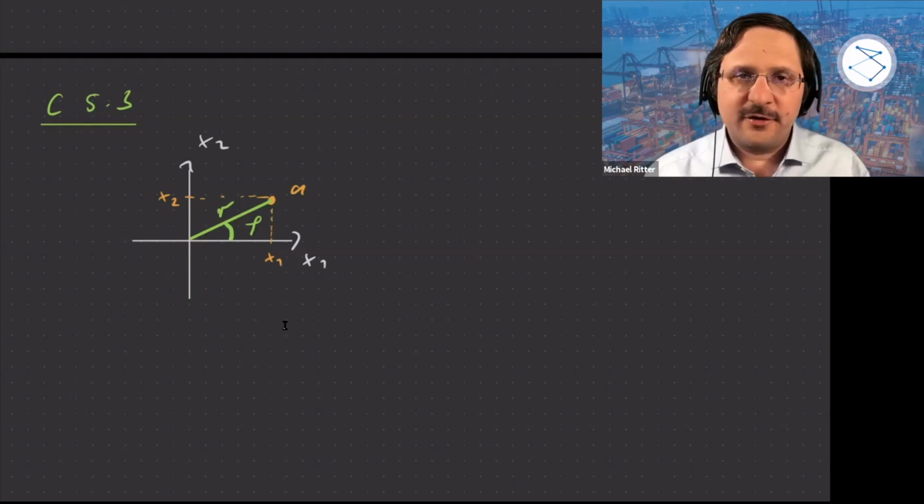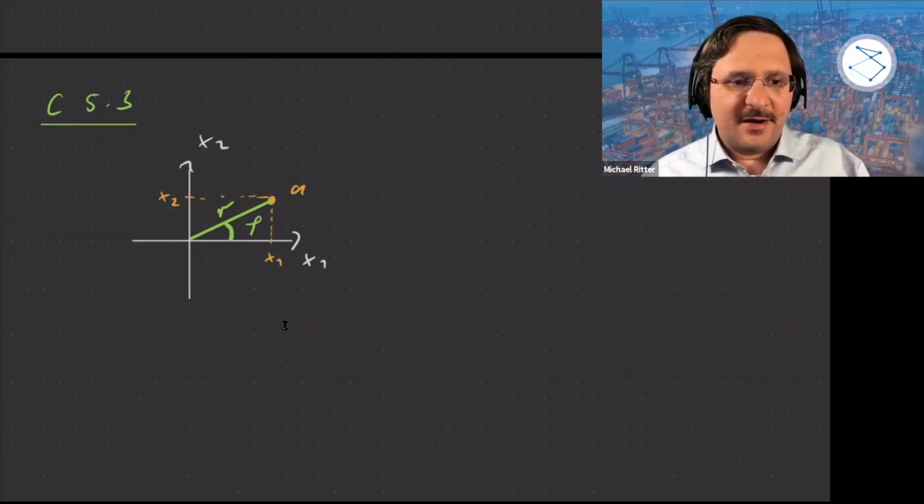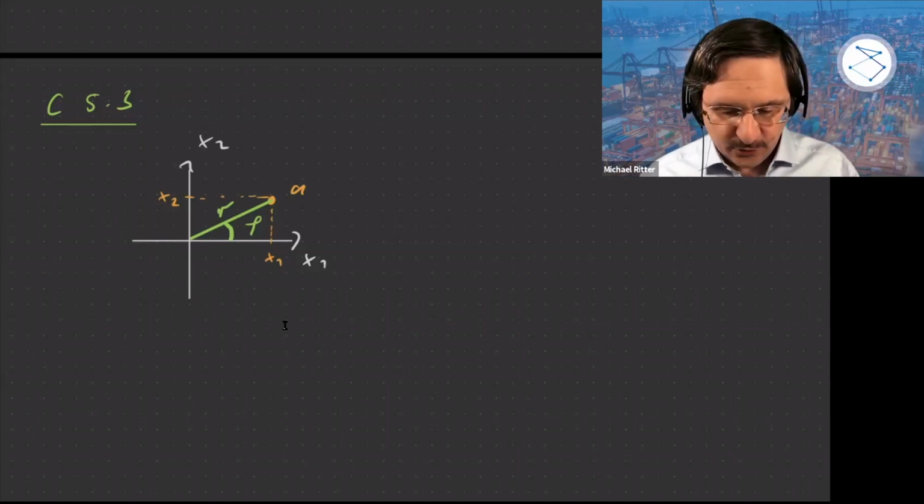So we define these coordinates basically by a transformation that, given radius and angle, yields the corresponding Cartesian coordinates.